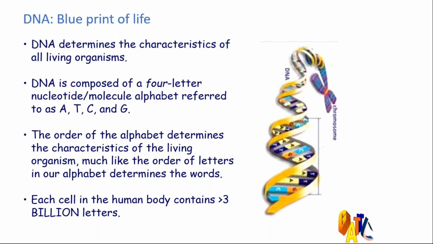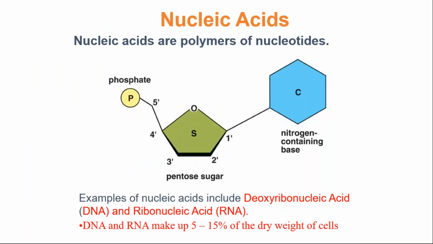The DNA structure, it is a macromolecule and it is composed of the four-letter nucleotides which are referred to, as I mentioned, A, T, C, and G. The order of these four nucleotides, A, T, C, and G, actually determine the characteristics of the organism. And if you look at the human body, there are greater than 3 billion of these nucleotides, which make up all the genes. So let us look at the basic structure of nucleic acid.